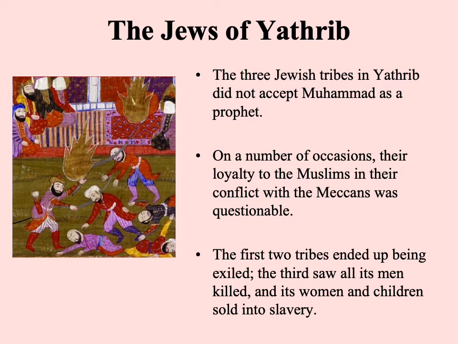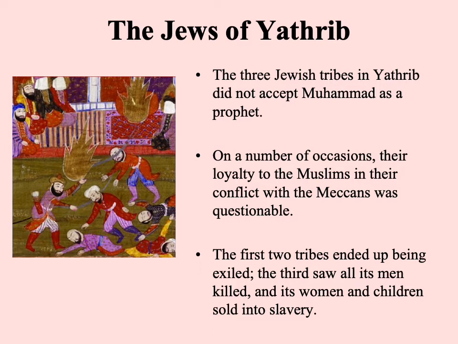So the three Jewish tribes in Medina or Yathrib. First of all, Muhammad did hope they would accept him as a prophet, but they didn't, so things got off on the wrong foot with that. The second thing is these Jewish tribes weren't some kind of ghettoized Jewish community as we might find in medieval Europe. They were very powerful tribes that simply happened to be Jewish. And on a number of occasions, particularly when the Muslims were in conflict with the Meccans, it did appear that their loyalty to the Muslims was questionable.